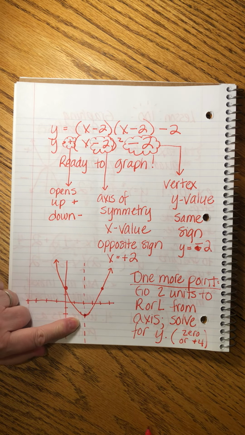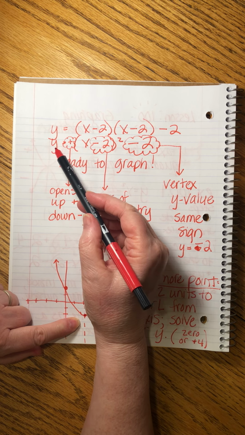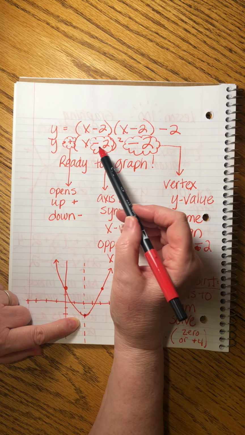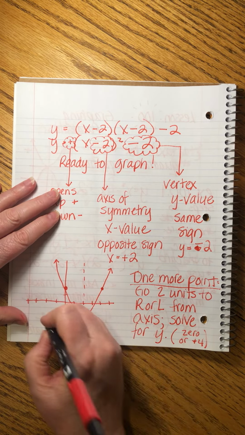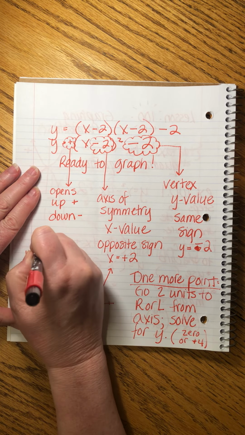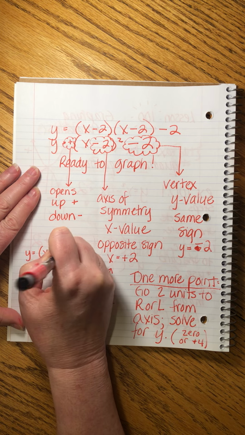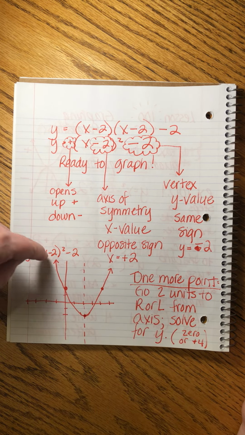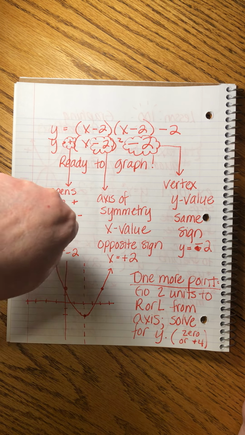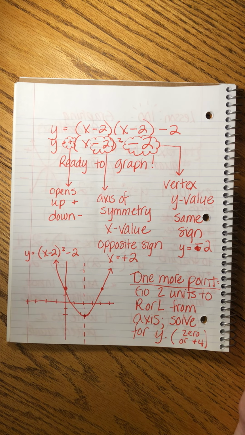And that is the picture of the parabola y equals quantity x minus 2 squared minus 2. That's it. And I'm going to write that right here. Y equals quantity x minus 2 squared minus 2. That's the name of this parabola. It's the graph of a quadratic equation. What? Did you feel smart?